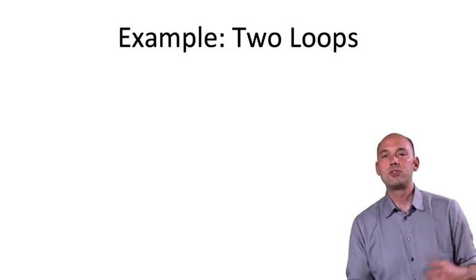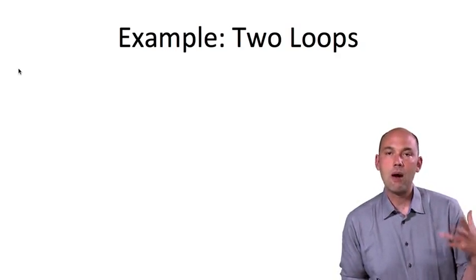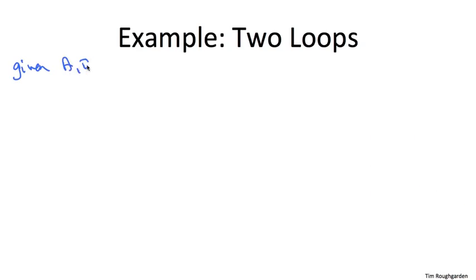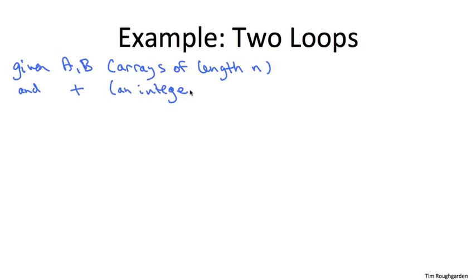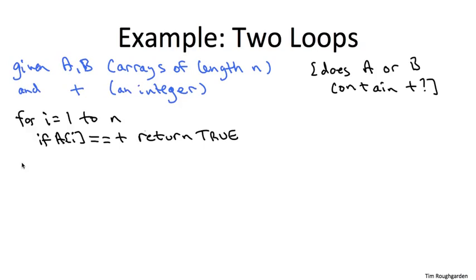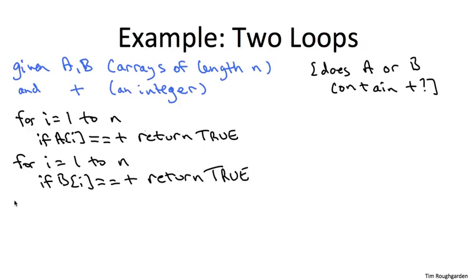I want to study almost the same problem as the previous one, where now we're just given 2 arrays, capital A and capital B, let's say both of the same length n, and we want to know whether the target t is in either one of them. Again, we'll look at the straightforward algorithm where we just search through A, and if we fail to find t in A, we search through B. If we don't find t in B either, then we have to return false.